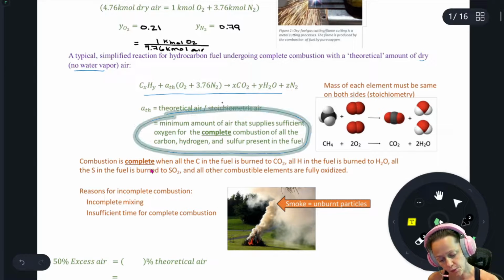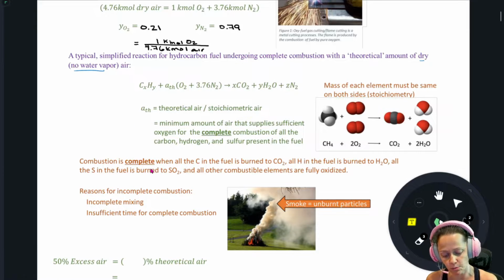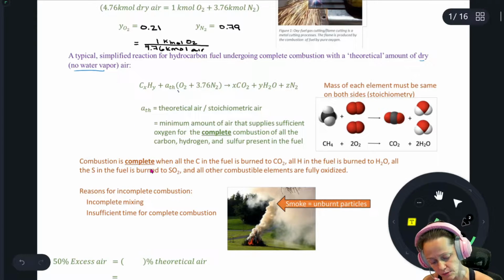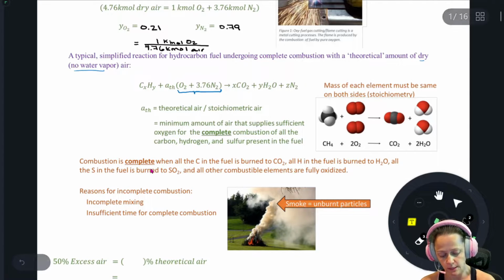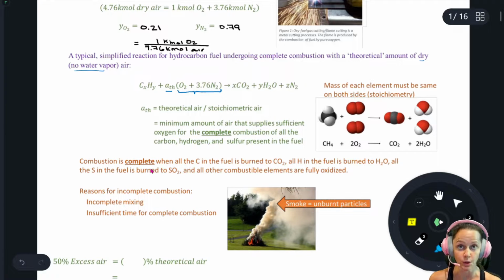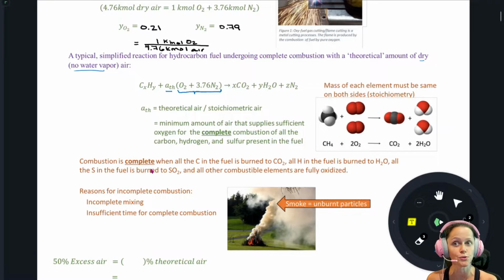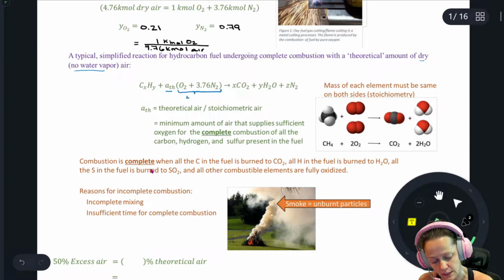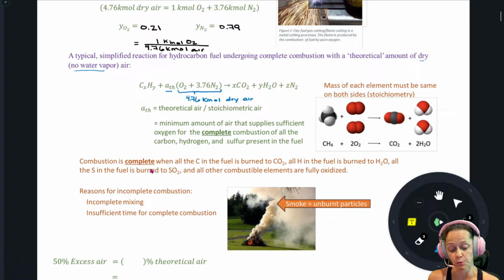So where that 4.76 kilomoles of dry air comes from is the air component. This A_th represents the theoretical air, the number of moles of theoretical air. And it's actually going to be the theoretical air times 4.76 kilomoles of dry air. So it's the 1 kilomole of oxygen plus 3.76 kilomoles of nitrogen.